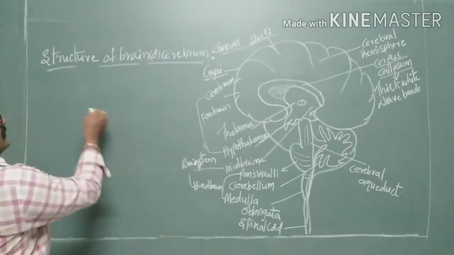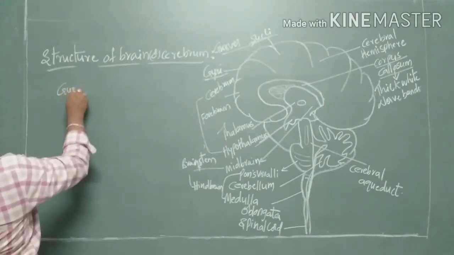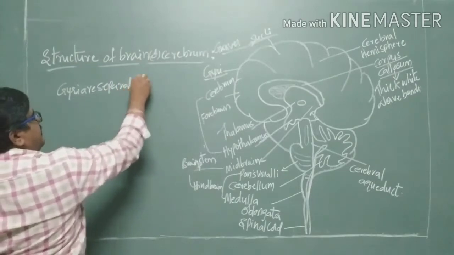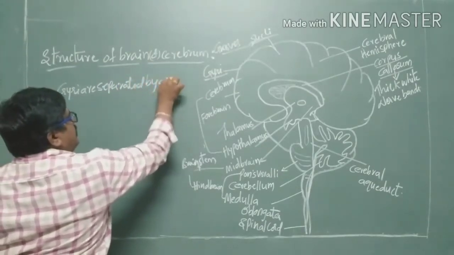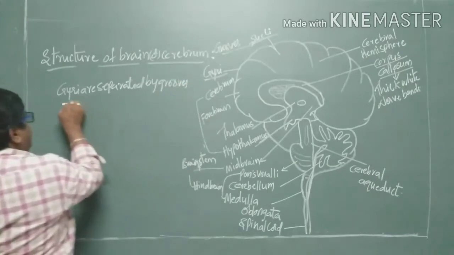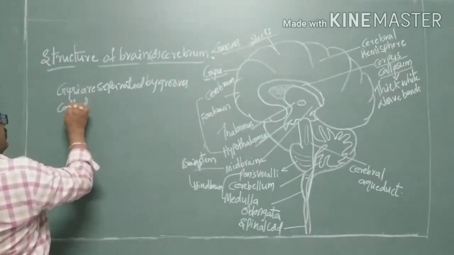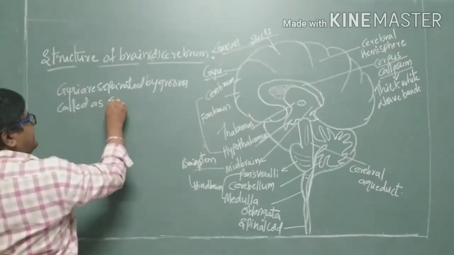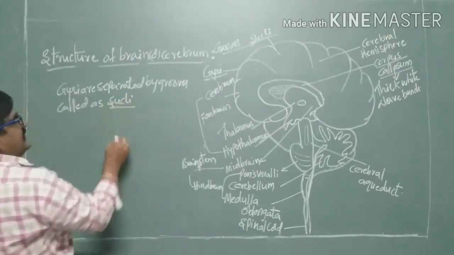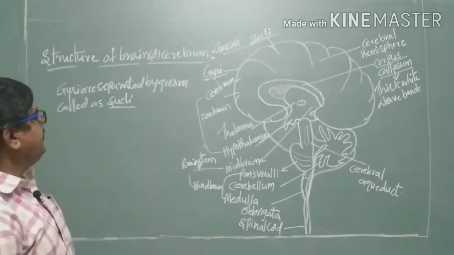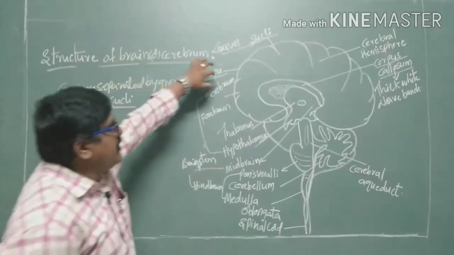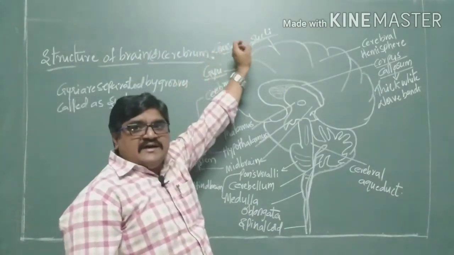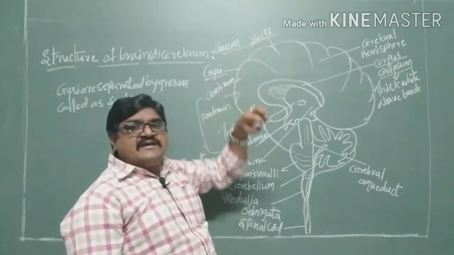So the gyrae are separated by grooves, and those grooves are called the sulci. What are sulci? The two gyrae which are present are separated by grooves. Those grooves are called the sulci, and a deep sulcus.